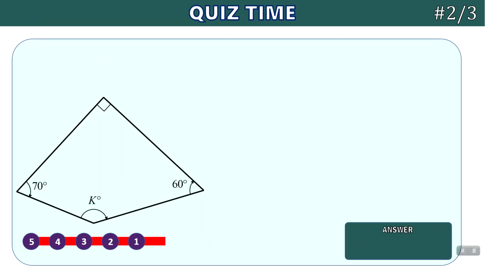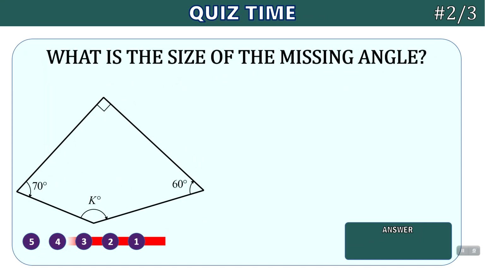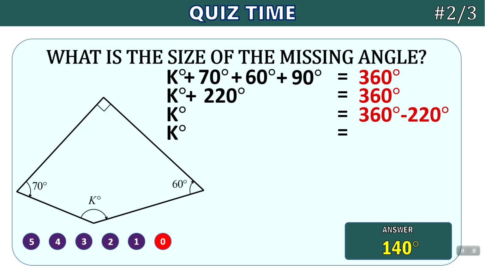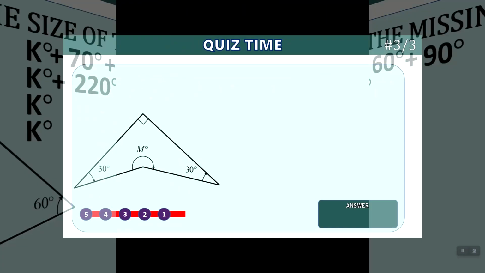Question 2. Find the missing angle K. Time's up. The answer is 140. K plus 70 plus 60 plus the right angle equals 360. And if you added those three up quickly, you got 220. When you subtract that from 360, the answer is 140 degrees.